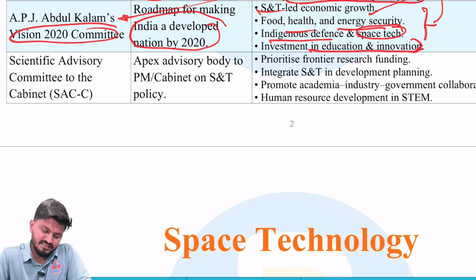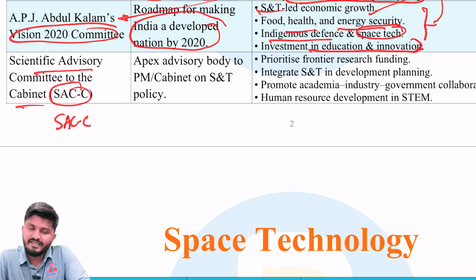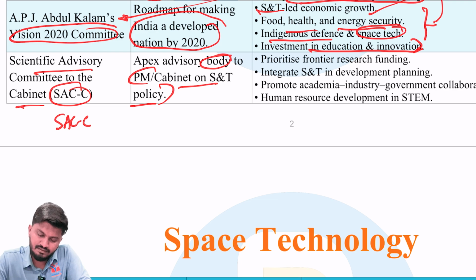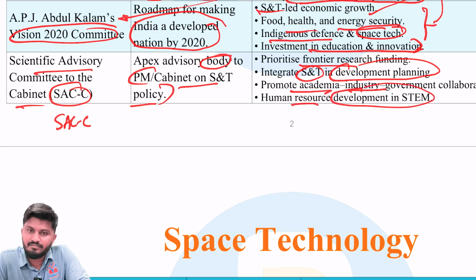Next is the Scientific Advisory Committee to the Cabinet, also called SACC. It is the apex advisory body to the PM or Cabinet on science and tech policy. The recommendations are prioritize frontier research funding, integrate science and technology in development planning, promote academia, industry and government collaboration, bring human resource development in STEM. Very important recommendations.